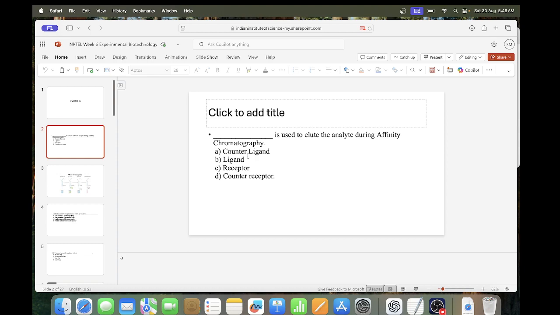You can think about this question for 2 minutes. To start with, you can tell us what affinity chromatography is. We'll take it from there.